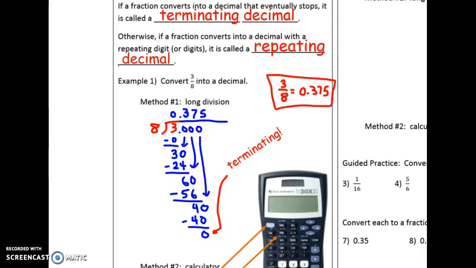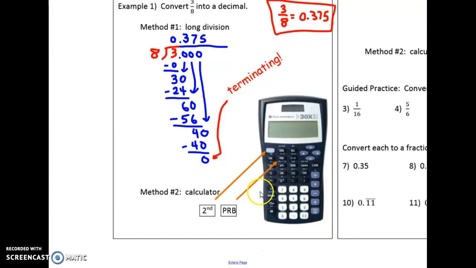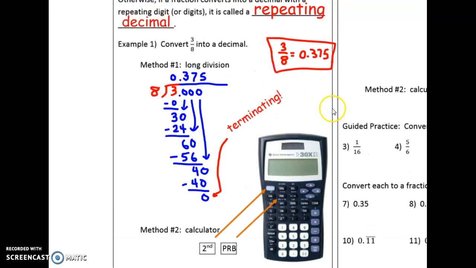Now, of course, technology makes our life easier. So if you remember, if you have to work with a fraction, we can type it in as 3 ABC 8. If you want to convert it to a decimal, you can use the button second PRB and then enter. You should get the answer of 0.375. A quicker way, though, remember, is just type in 3 divided by 8. 3 divided by 8 and then hitting enter will also give you a decimal value by default, if you remember that it's the top number divided by the bottom number.